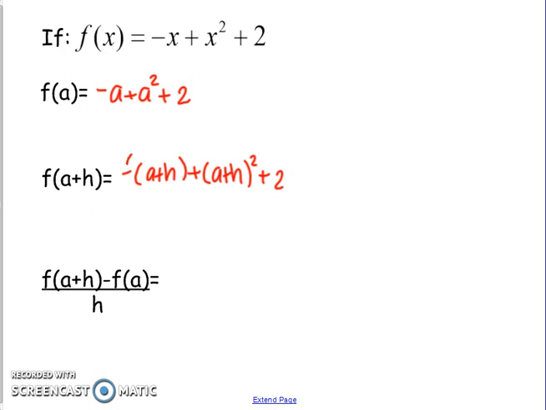So we're going to distribute the negative to both. So I have negative a minus h. And then I actually have to FOIL out a plus h. So on the side somewhere, you could do a plus h, a plus h.